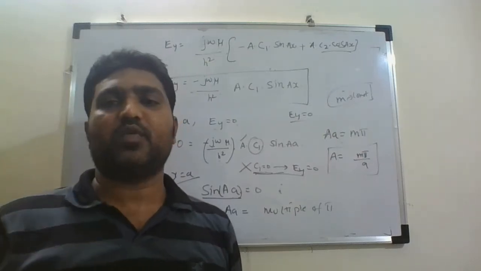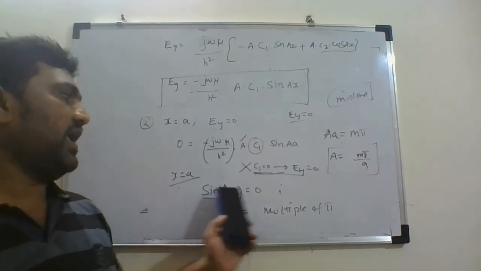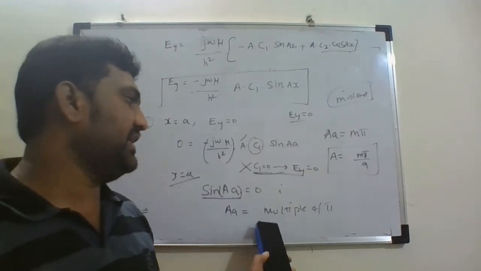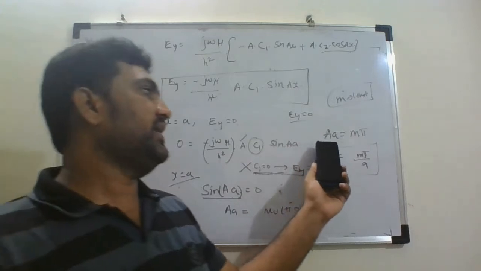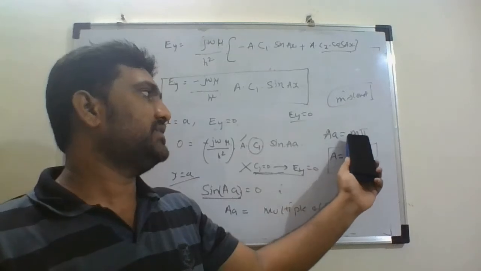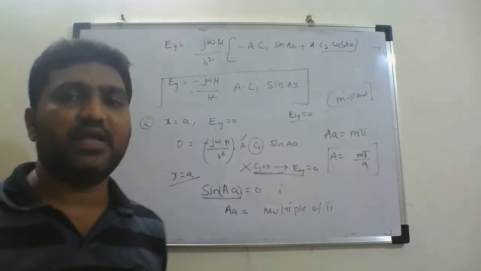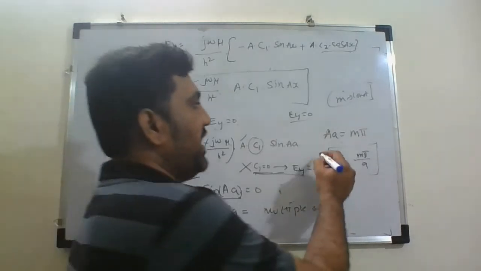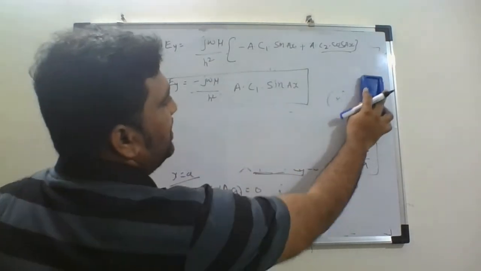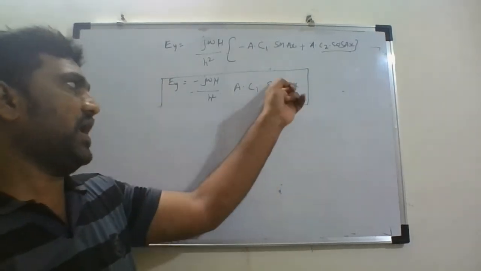There should be C1. So the possibility that we get is sin AA should be 0, which means AA should be an integer multiple of pi. If I take m as an integer, AA is equal to m pi, which implies capital A is equal to m pi by A. So from the first boundary condition I got C2 equal to 0, and from the second boundary condition I get the value of A.